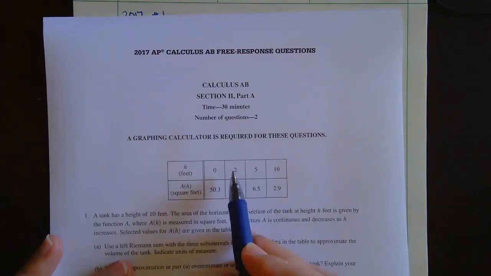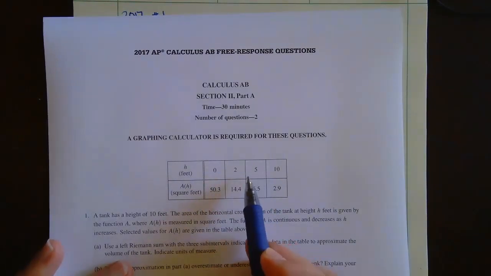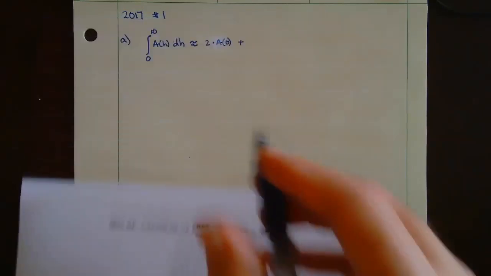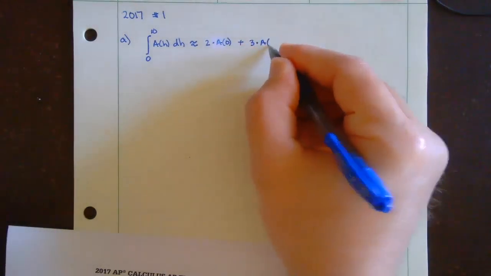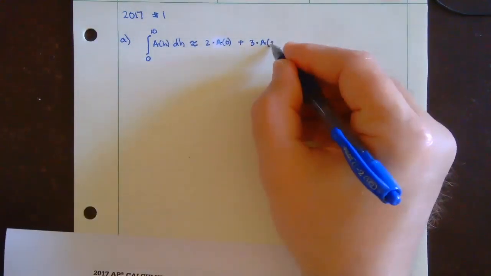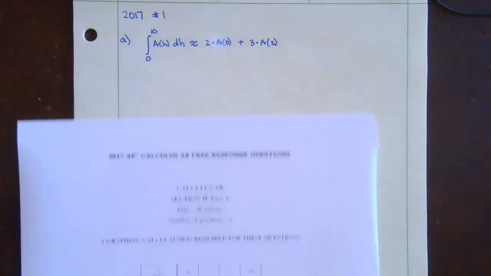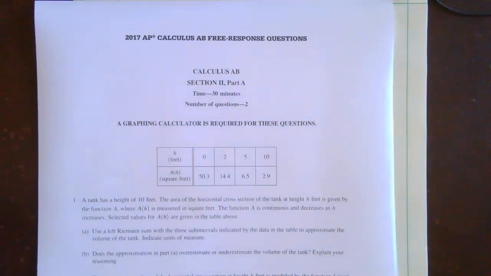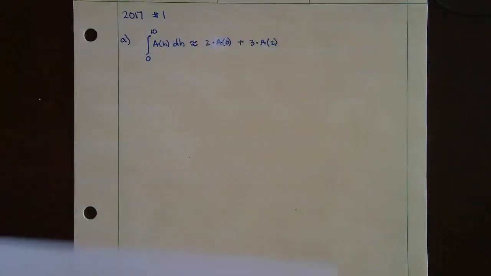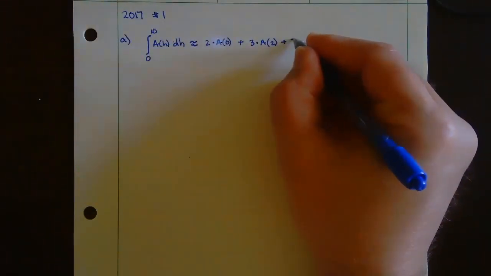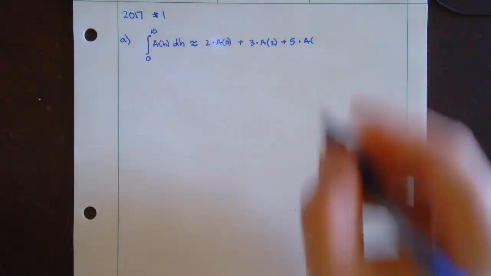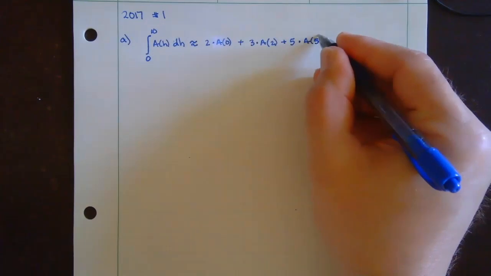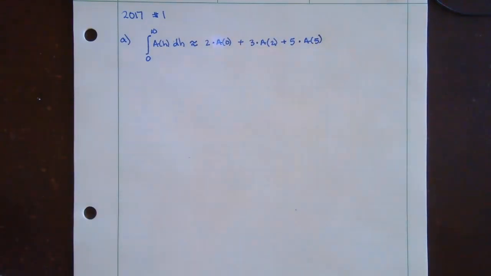Then plus, the next interval goes from 2 to 5, so that's 3. These are unequal intervals. So 2 to 5 would be 3, so that'd be plus 3 times A of 2, because that's the left side. And then the next one is from 5 to 10, so that width would be 5. So plus 5 times A of 5, because that'd be the left side.